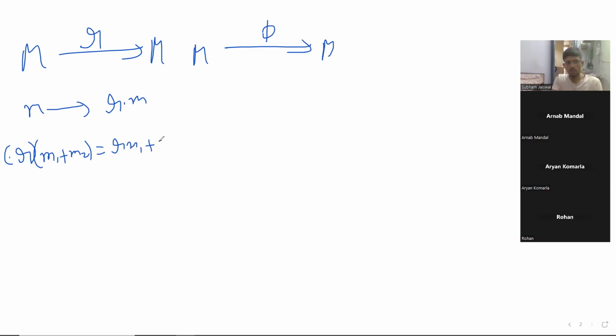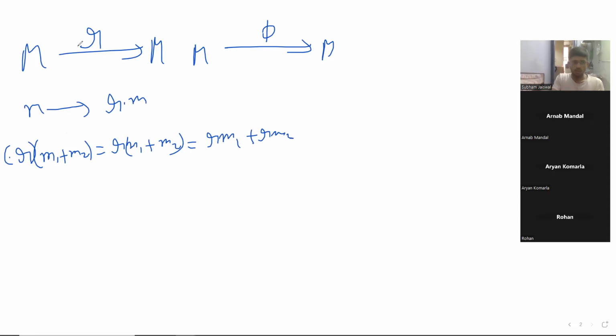By definition, this function takes m1 plus m2 and multiplies it by r. But obviously this is this. Why? Because that's the definition from distributivity in the definition of module. So it is a linear map, just like in vector spaces.